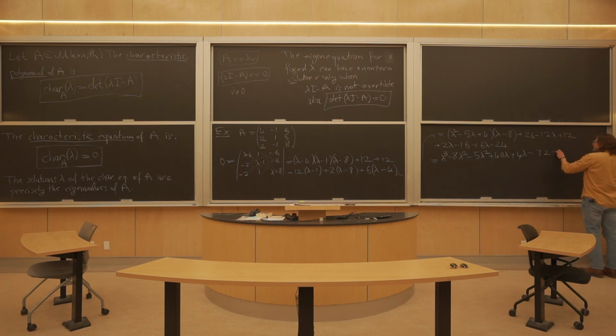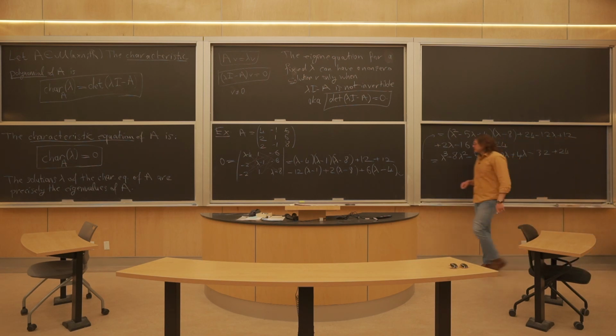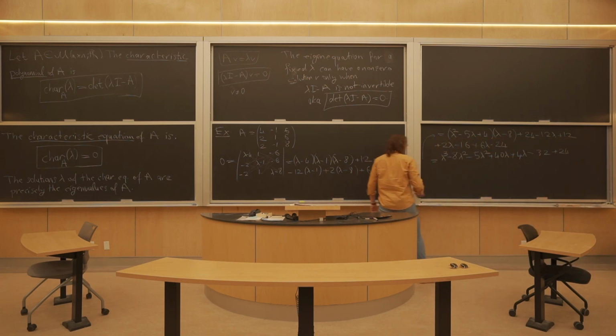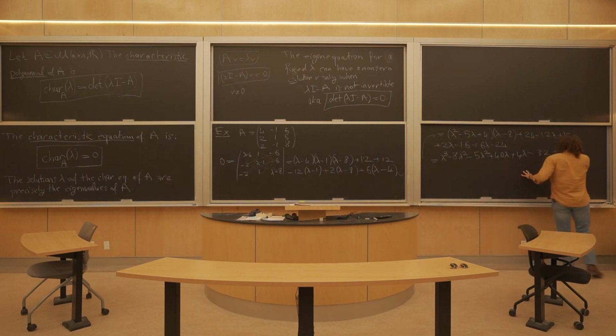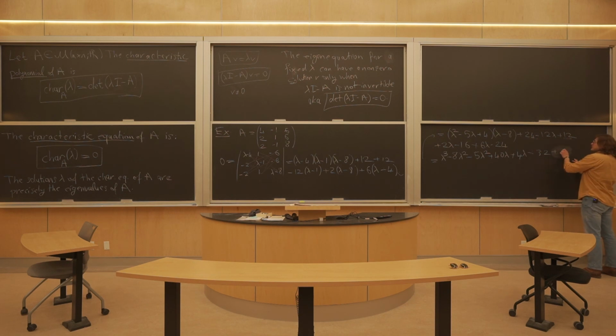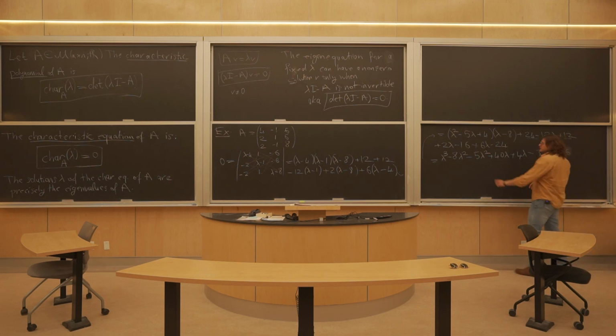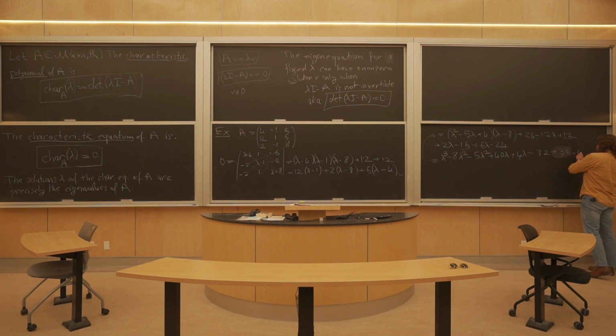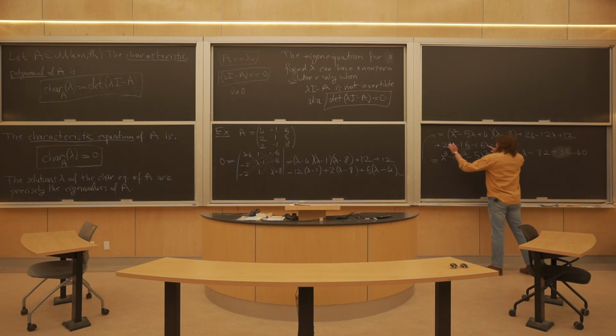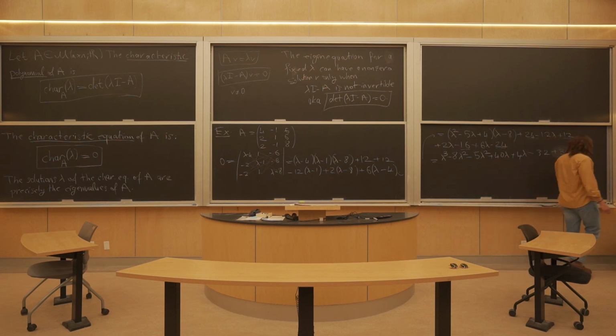Okay, so now I have these remaining terms. I can try to consolidate a little bit. So if I were to take this and this, I get plus 36. And then if I were to take this and this, I get minus 40. And then I have minus 12 lambda plus 8 lambda gives me minus 4 lambda.